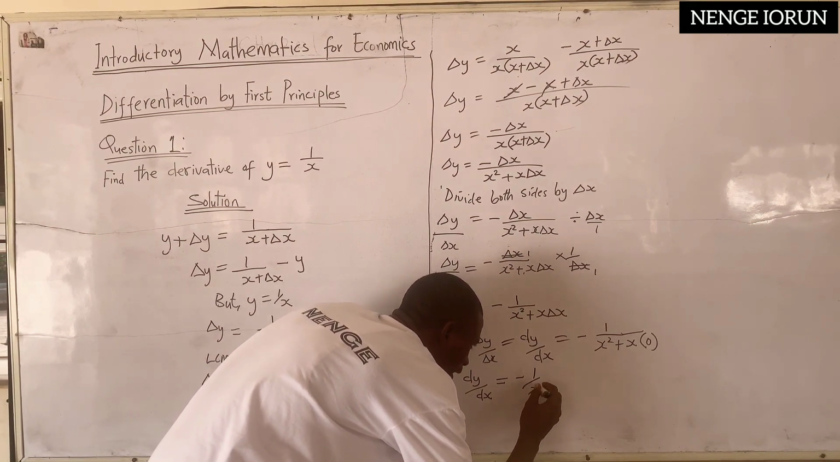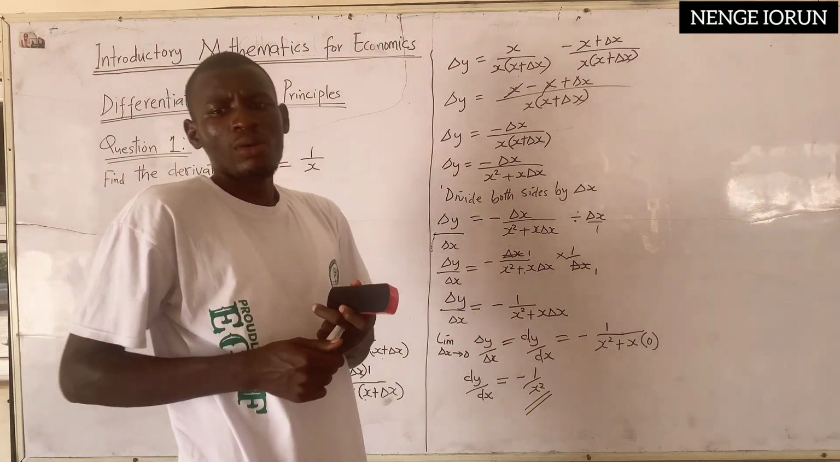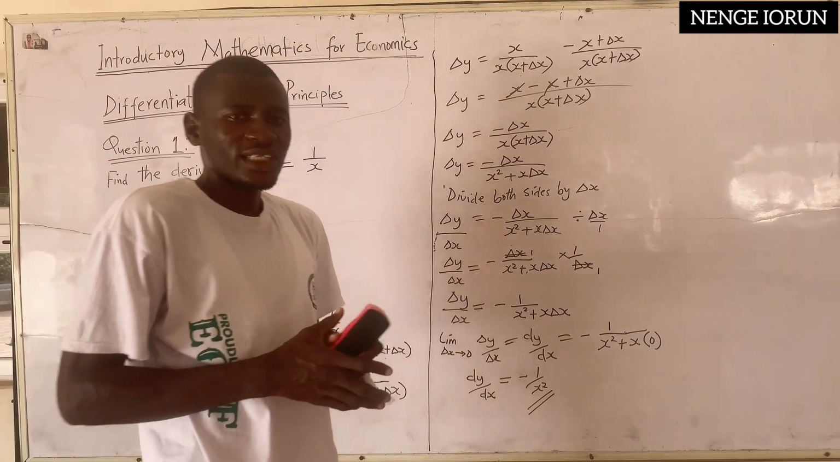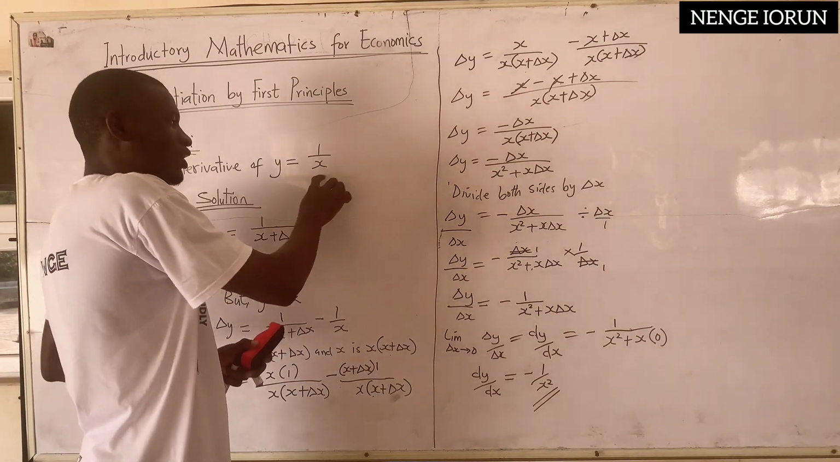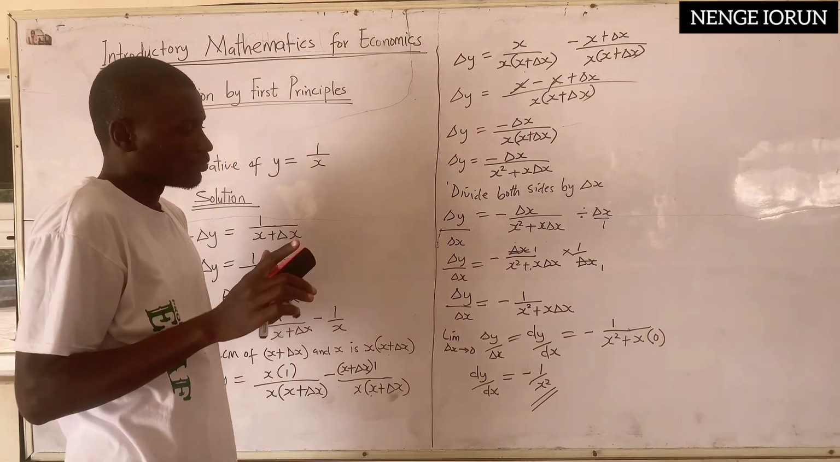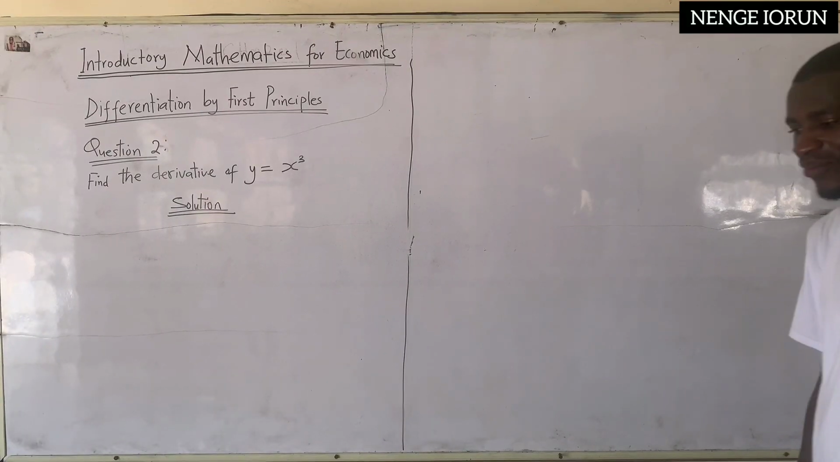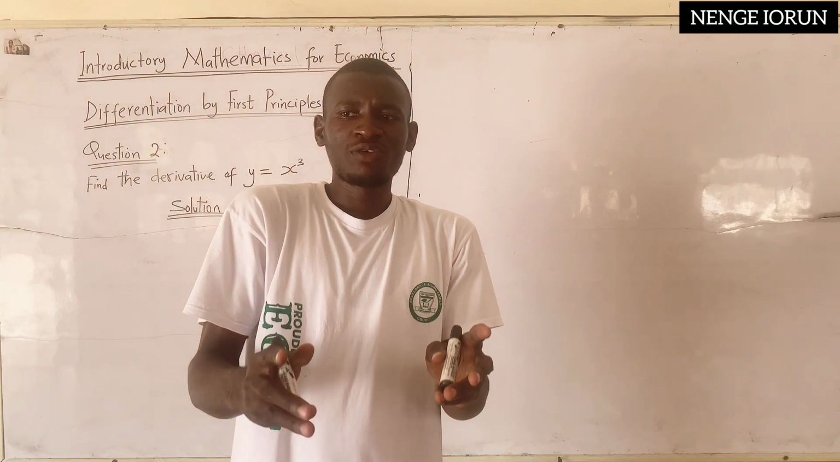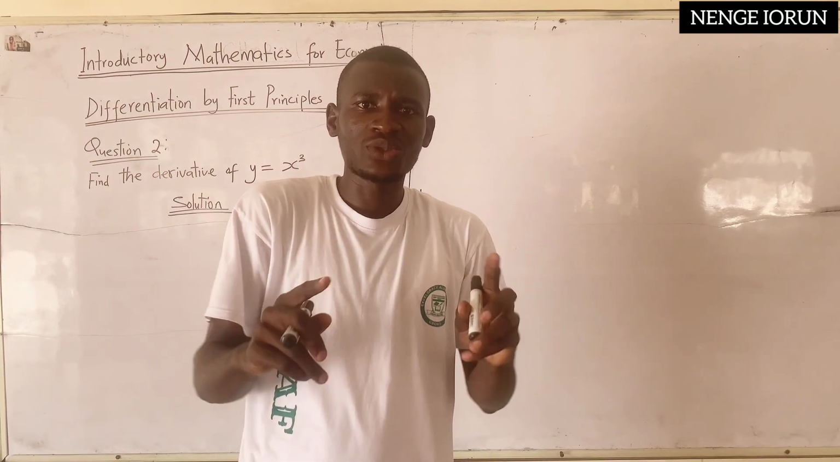over x squared. So by first principles, this is the derivative of this question by first principle. So that is question 1 solved. If you still have any question, just drop it in the comment section. We are going to solve question 2 now.